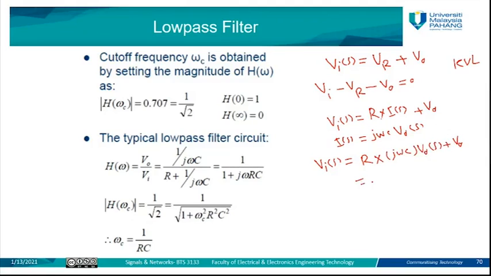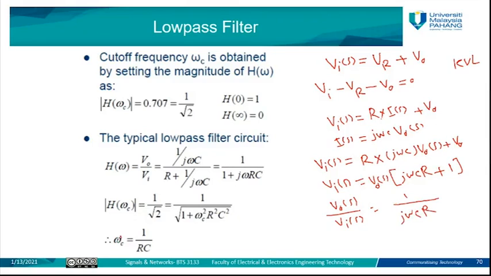Now we take V out of S outside. We have here j omega C R plus 1, times V out, which equals V in of S. Then we have V out of S over V in of S equal to 1 over j omega C R plus 1. This is C, not omega C, meaning omega times C. So this is the transfer function that we have.